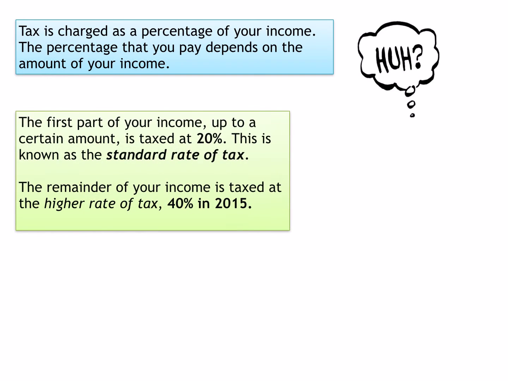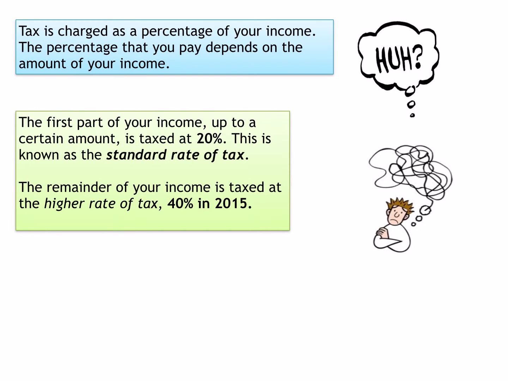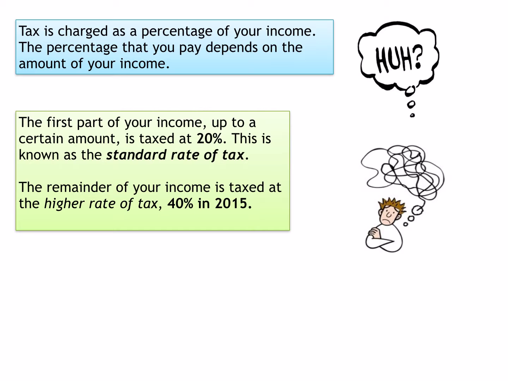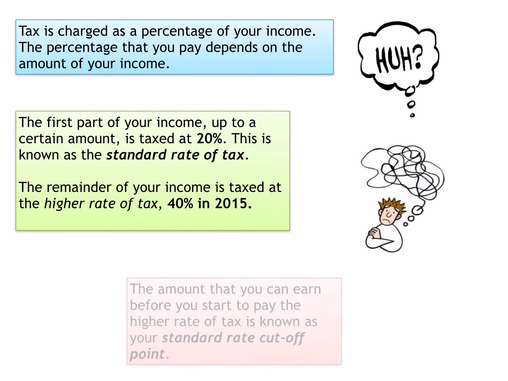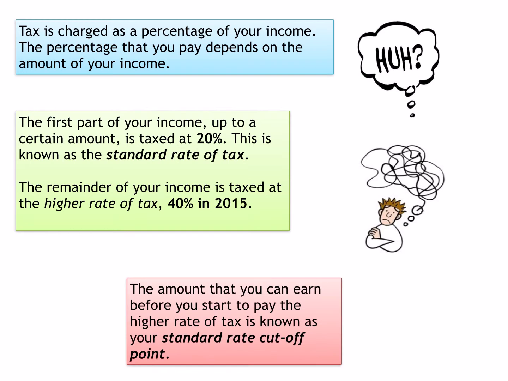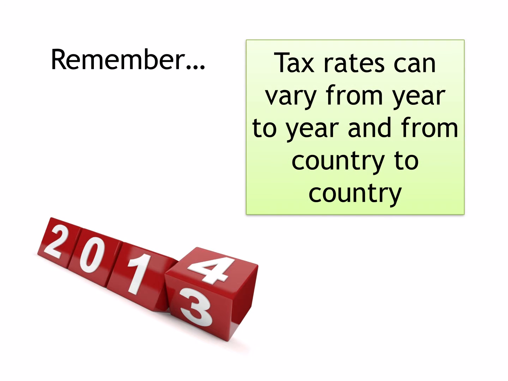The first part of your income up to a certain amount is taxed at 20%. This is known as the standard rate of tax. The remainder of your income is taxed at the higher rate of tax, 40% in 2015. The amount that you can earn before you start to pay the higher rate of tax is known as your standard rate cut-off point. Remember, tax rates can vary from year to year and from country to country.